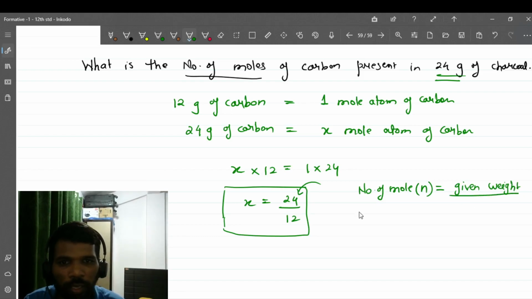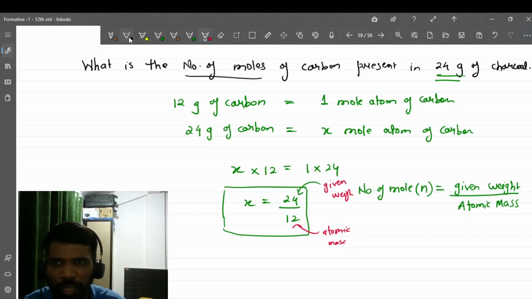And what is this? 12 is what? Atomic mass, right? Are we not coming to the same formula? This is what? Given weight. If we relate it, given weight, and this is what? Atomic mass.